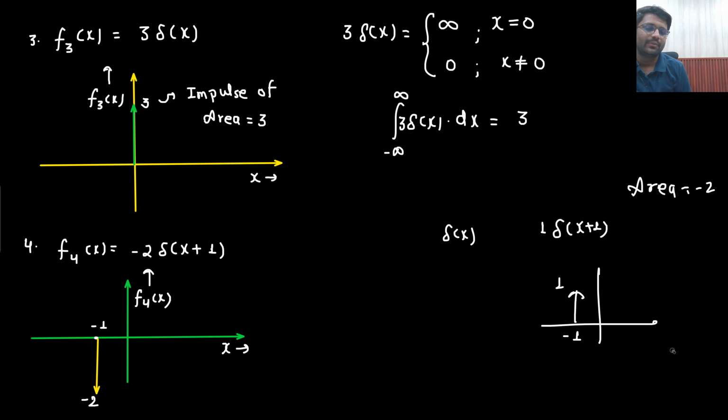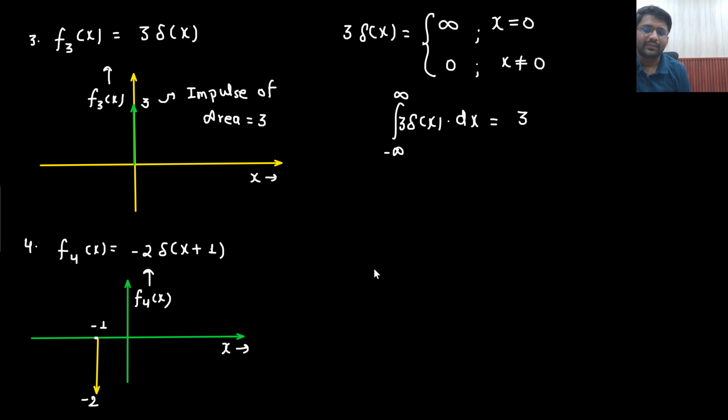Is that understandable to you? Or you can define it as well. How will you define it? As delta x, I define it in this way: it will show infinite amplitude when x equals 0, and it will show 0 amplitude when x is not equal to 0. So, in place of x, what are we putting? x plus 1.